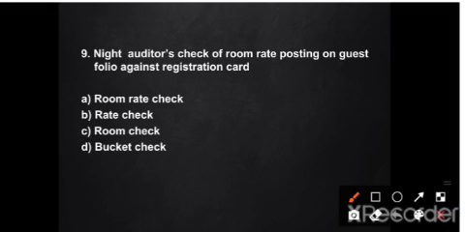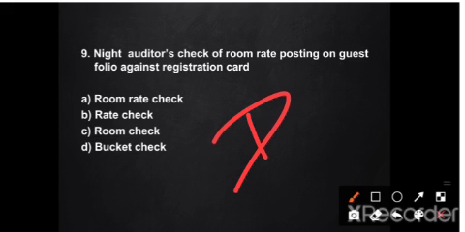So as we know, in front office, before the closing of the day, a night auditor would check all the transactions. He would make sure that all the transactions for the day are already posted, and he cross checks these things. So this is the term for checking the posting of a room rate depending upon the registered arrival for the day. So it is the bucket check. He generally carries a checklist, where he checks whether all these things are done or not before he audits for the day. So the correct answer would be D, bucket check.